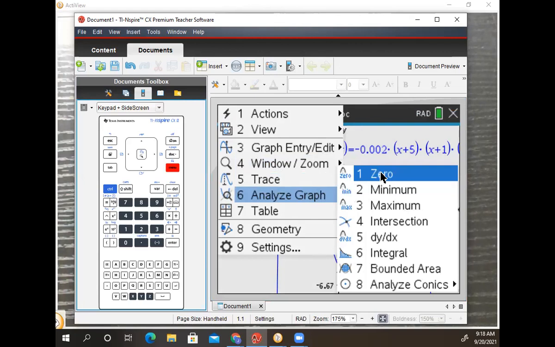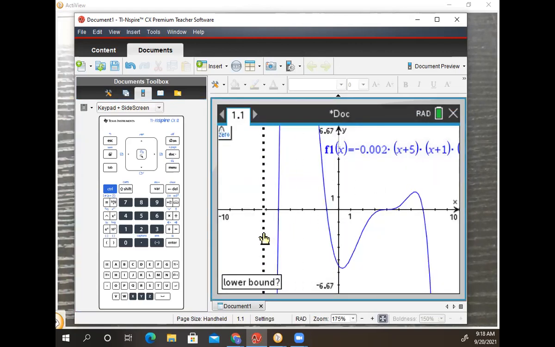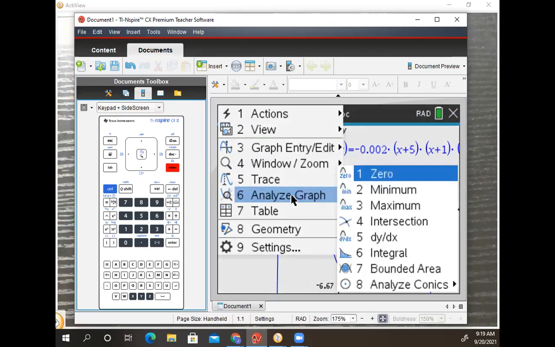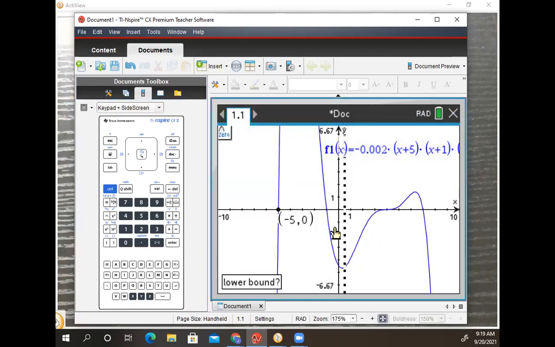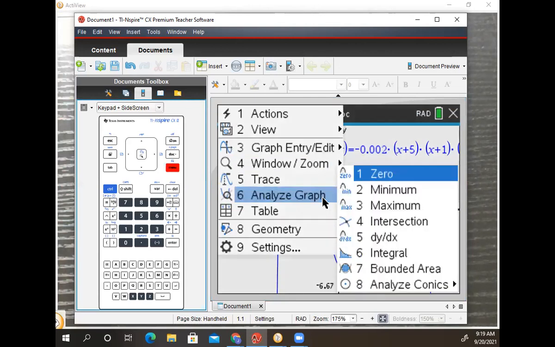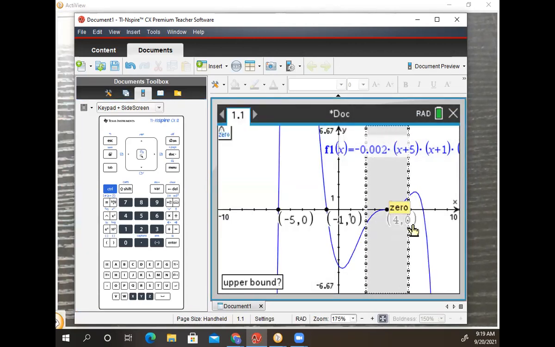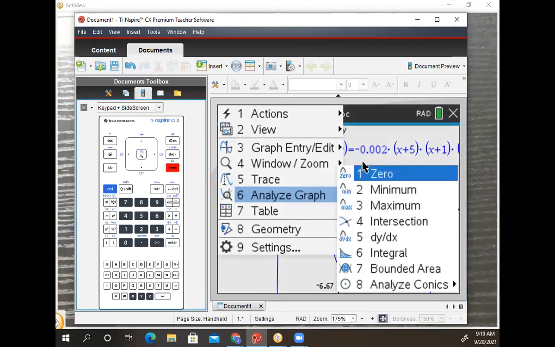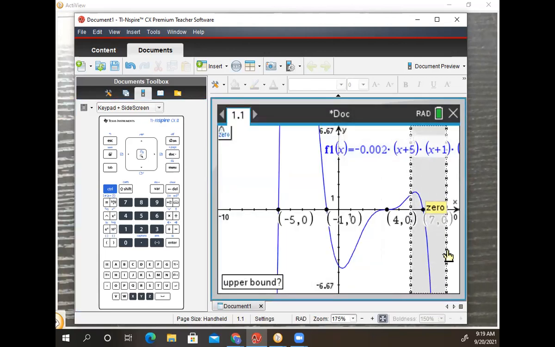And then remember, your calculator calls these zeros. I find them one at a time by clicking my dashed line on either side of where I've got an x-intercept. Remember, on our calculators, we never have to guess where our x-intercepts or any of our key features are. We can always find them exactly. The only bummer is I have to find them one at a time. So menu, analyze graph, zero, for as many x-intercepts as I have. I've got one more. There's my last one. So I've got 4 x-intercepts.